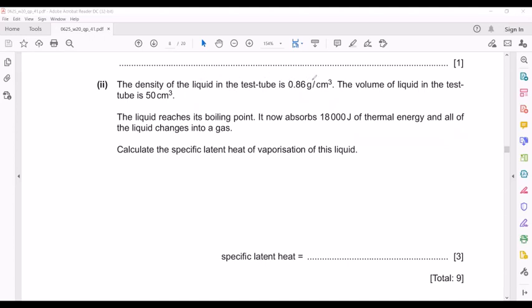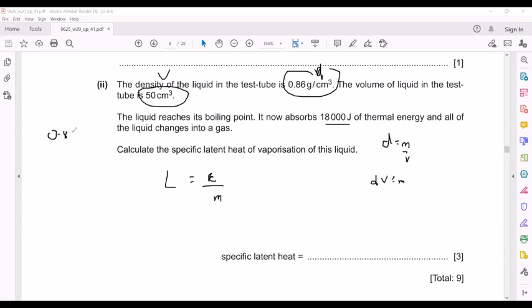The next part. The density of the liquid in the test tube is 0.86, so it means it is not water. Volume is 50 cm cubed. When the liquid reaches its boiling temperature, it absorbs 18,000 joules. Calculate the specific latent heat of vaporization. Latent heat of vaporization is energy divided by mass. I have the density and I have the volume. Density is mass over volume, so mass is density multiplied by volume. So first 0.86 multiplied by 50.